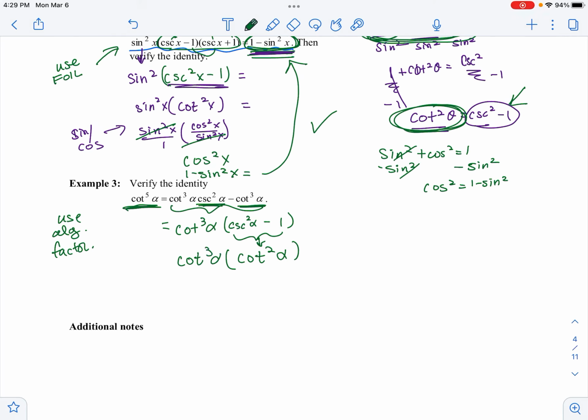So what's cotangent cubed times cotangent squared? Well, that's cotangent to the 5th power, which is what we were looking for. And that is now verified.